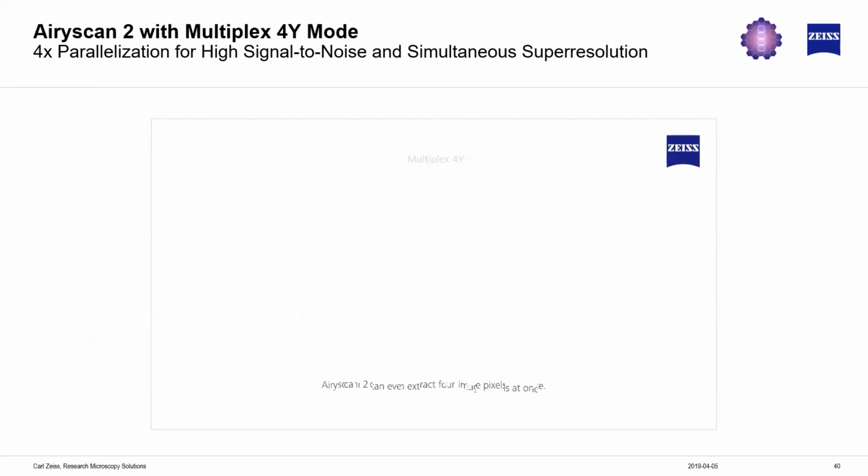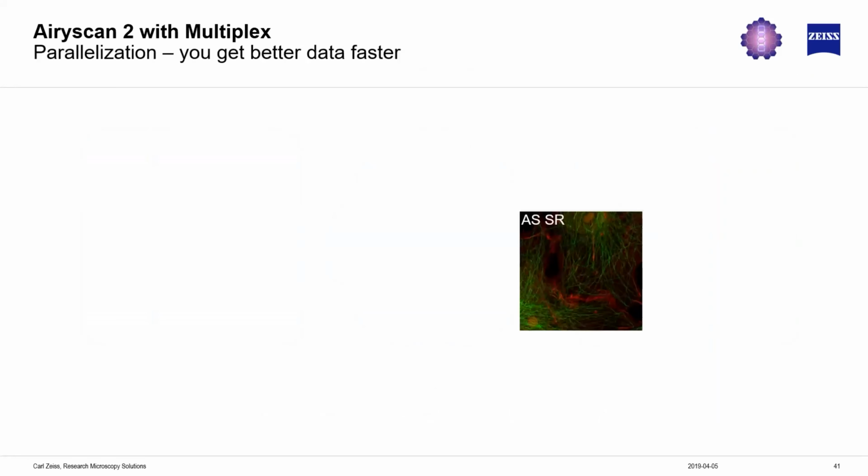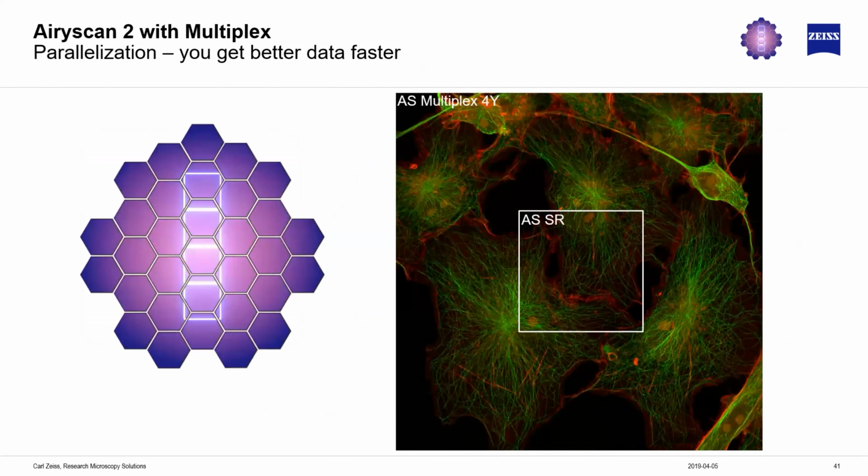The point of this is that it allows us basically to scan 4 pixels at a time. So we basically sweep across the field of view, collecting 4 pixels at once, and then we can drop down 4 pixels, speeding us up and being able to photo bleach the sample less as well, because we are not doing as much illumination as we would have otherwise.